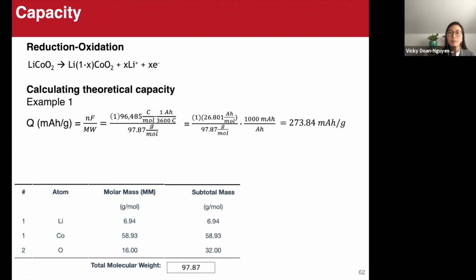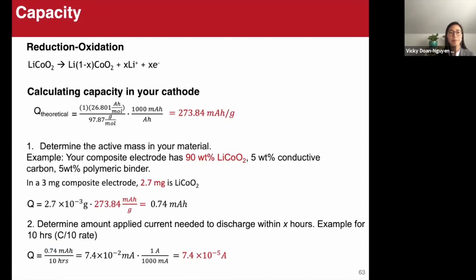Let's say, practically, we only want to transport half of the theoretical capacity. So that would be then, in example 2, a capacity of 136.92 milliamp hours per gram. Okay, so now let's talk about calculating capacity in your cathode. Here we have the theoretical capacity of lithium cobalt oxide, once again, of 273.84 milliamp hours per gram.